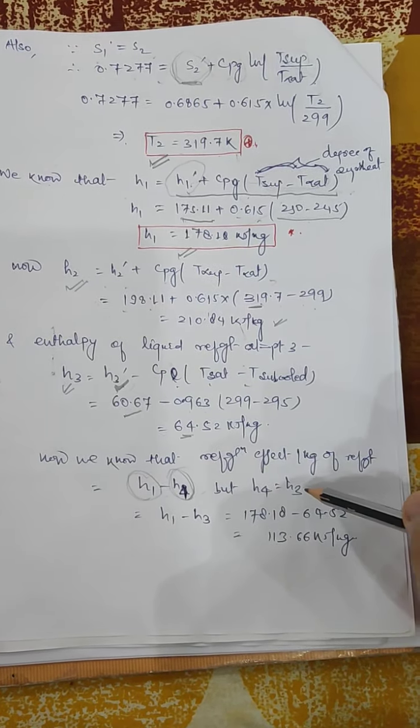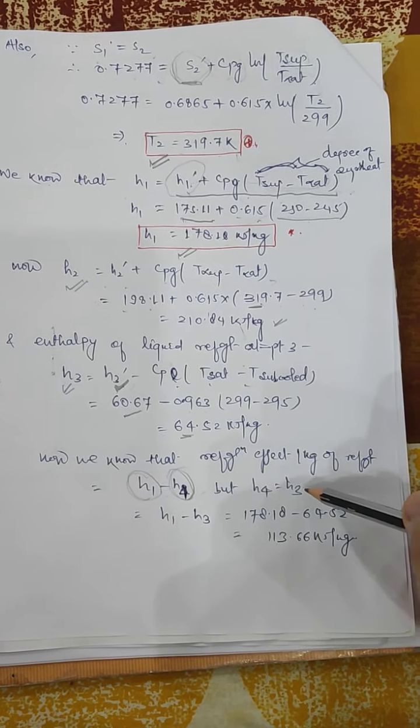Also, what is given? The refrigeration capacity of the system is given. We know that refrigeration capacity is equal to the mass flow rate of the refrigerant multiplied by the refrigeration effect produced. It is 12 tons of refrigeration. We can write it as 42 kilojoule per second or kilowatt. If I want to convert it into kilojoule per minute, we multiply by 60. So how can we find the m dot value? This is your refrigeration effect produced, which we had already calculated on the previous page, 113.66.